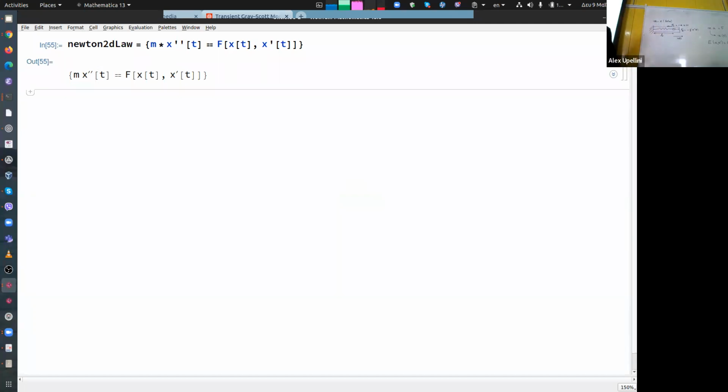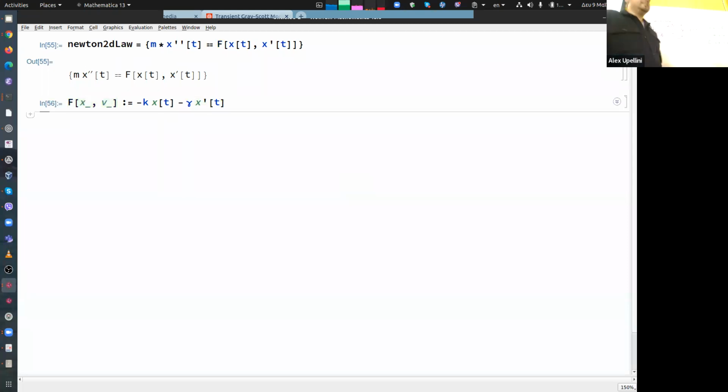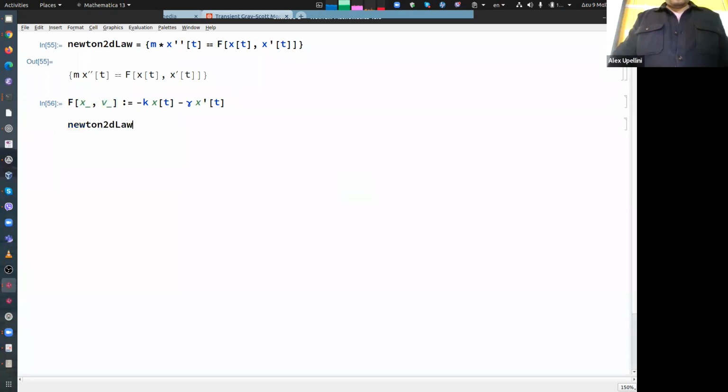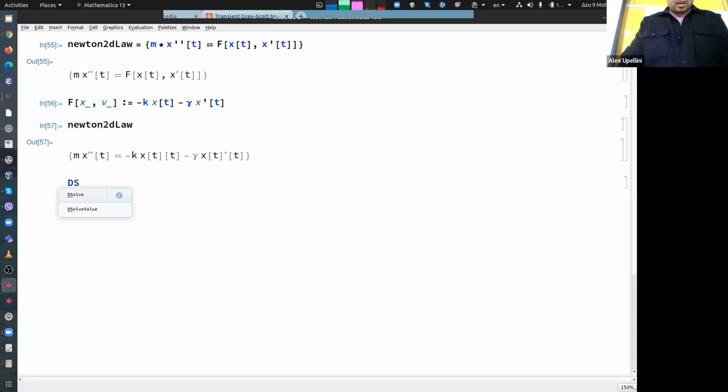Okay, something like that. So I will use f to define a function that depends on x and the velocity v. And this will be the sum of those two forces, okay? So I have minus k times x of t minus gamma times x prime of t. So I define my force. Now you can see that if I evaluate again Newton's second law, this force term has been evaluated within the equation. Okay. Now I can ask Mathematica to solve directly this differential equation using DSolve.